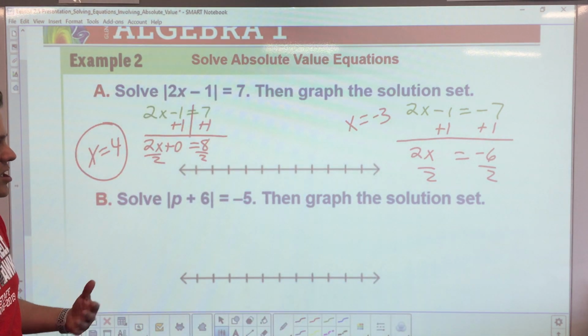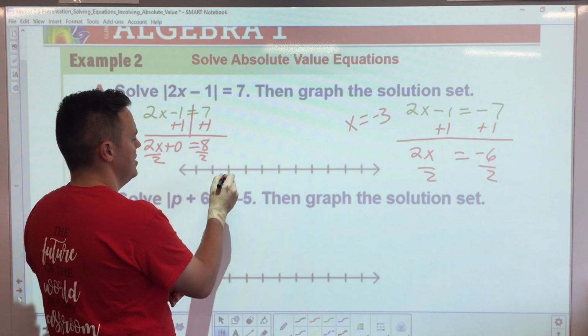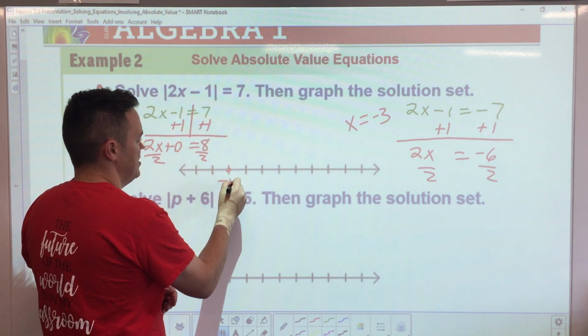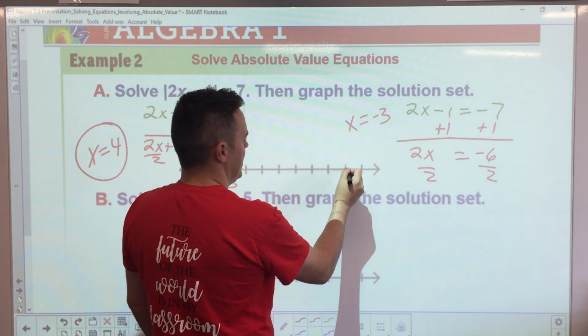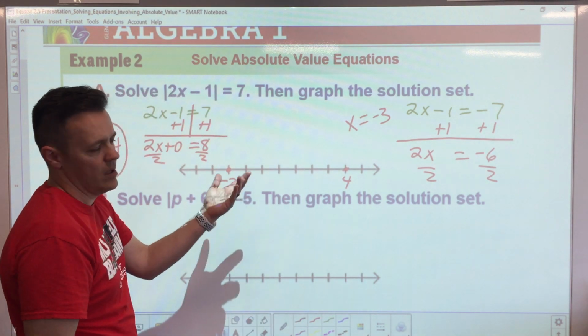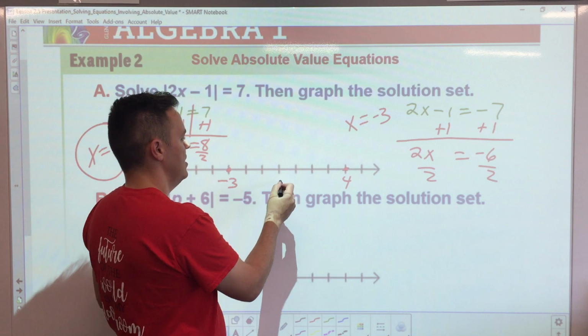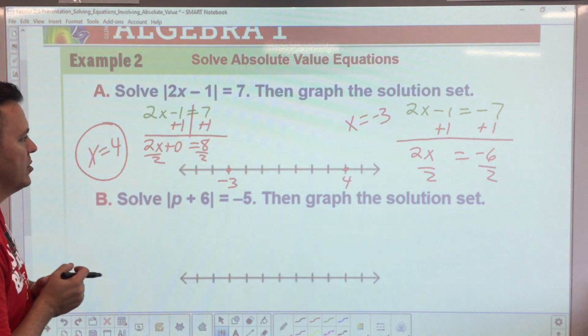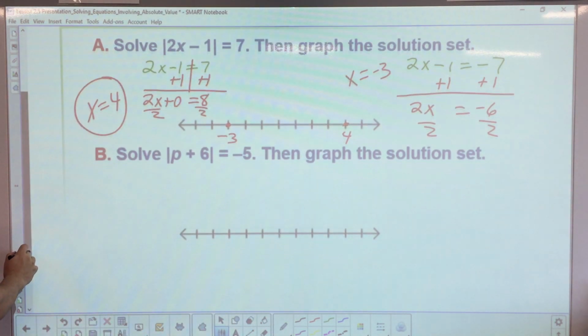And then what you can do, ladies and gentlemen, is just pick points on the line. So I'm going to label this negative 3. I'm going to label this 4. And then somewhere in between here would be like 0. It doesn't really matter, okay? Just make sure you know your points on the line, okay?